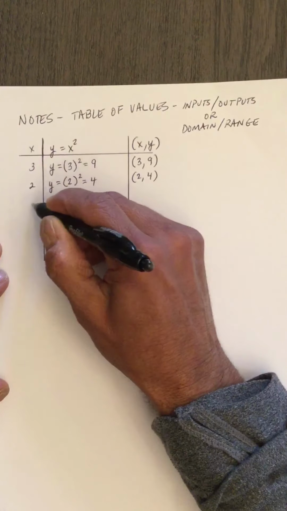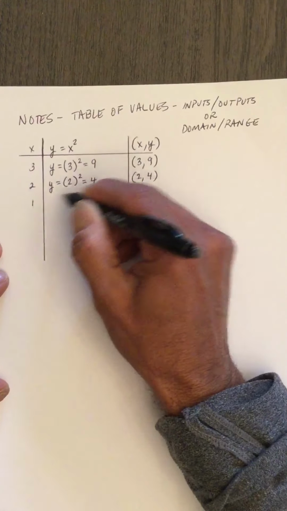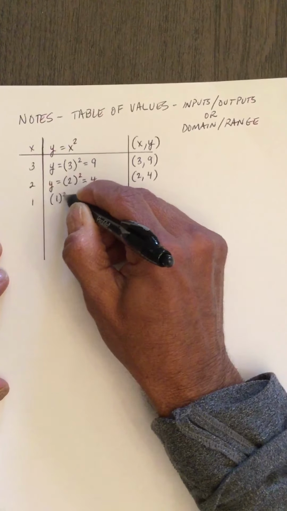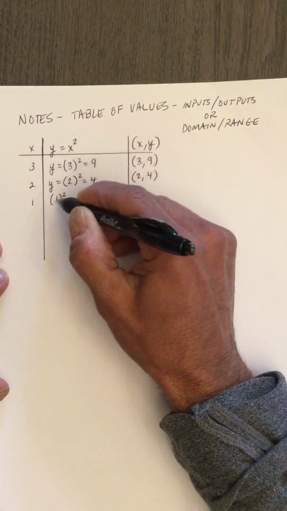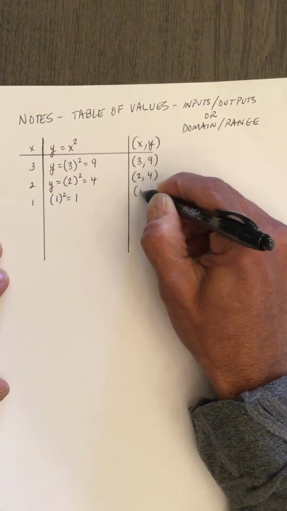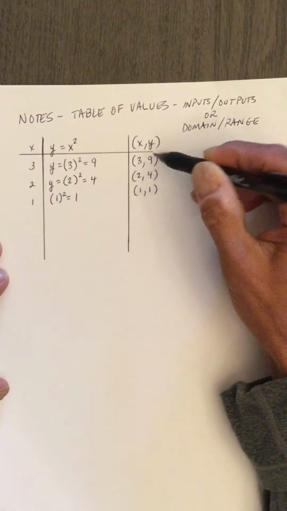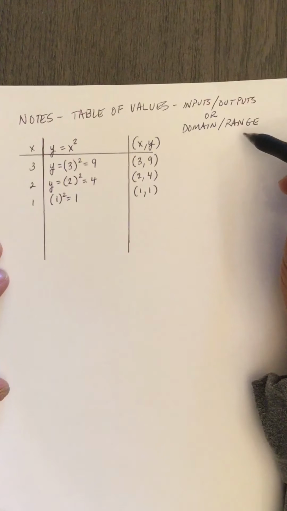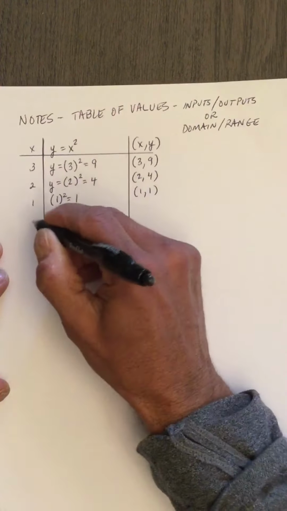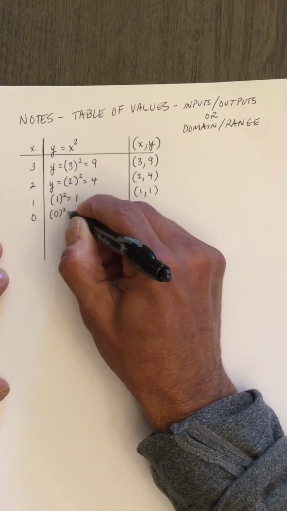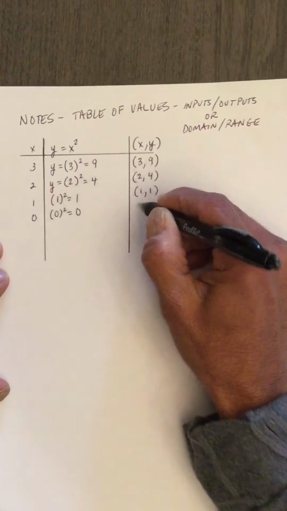Now let's put a 1 in. I don't need to write this y equals. So let's just put 1 squared. That's what the x is. X is a 1. 1 squared is 1. So when I put a 1 in, I get a 1 out. Remember, the x's are your domain and your y's are your range. All right, so we can also put in a 0, and when I put a 0 in here, I get a 0 out.